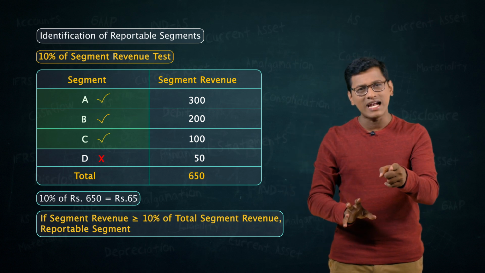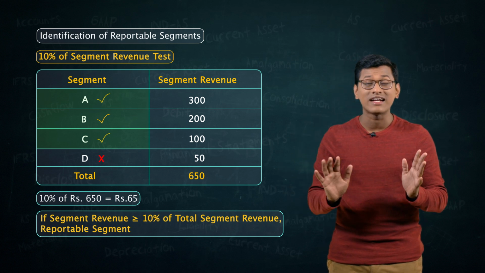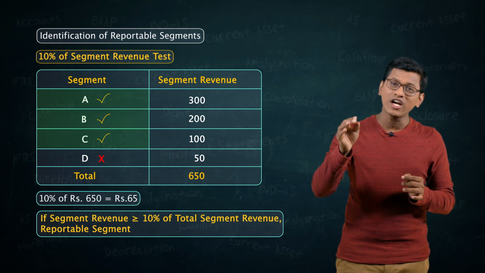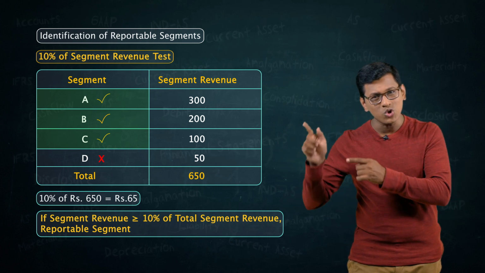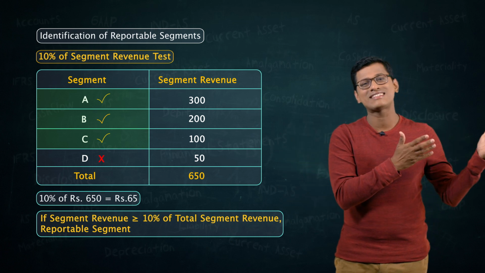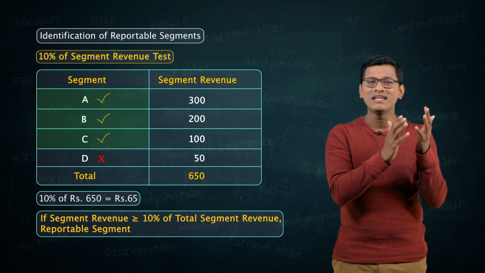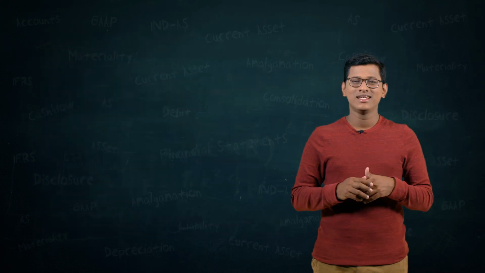Now does that mean that segment D is not reportable? Don't conclude like that. It only means that segment D is not reportable under this test. It should be put to other tests, right? We have totally 6 tests, I said. So you have to check for the other tests with respect to segment D. That's all. That's what you're supposed to do. Great. Now let's come to the next test.